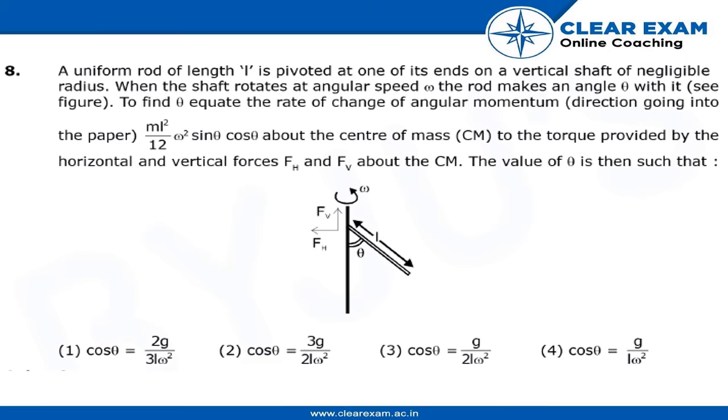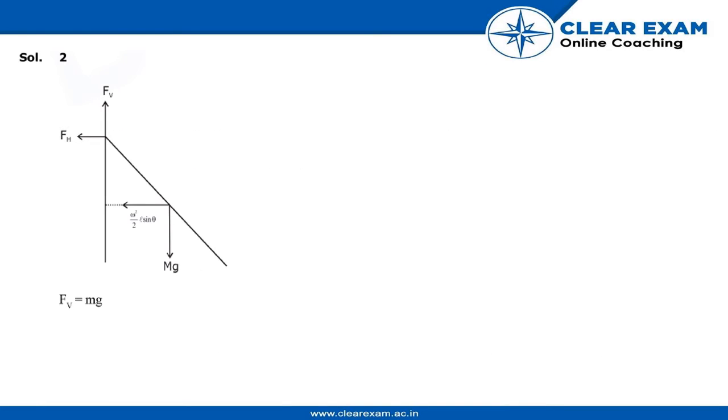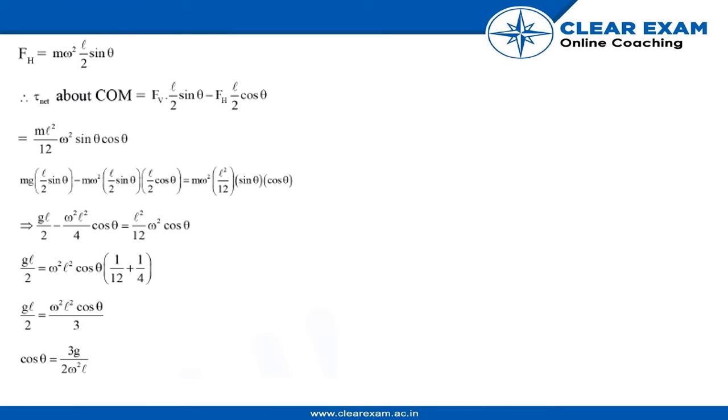So we have to find the value of theta. As we can see in the given figure, Fv and Fh are perpendicular to each other, and mg is perpendicular to omega square by 2 into sine theta. As we know that force is equal to m into g, we would simply substitute the value of g, which would be omega square into L by 2 sine theta.